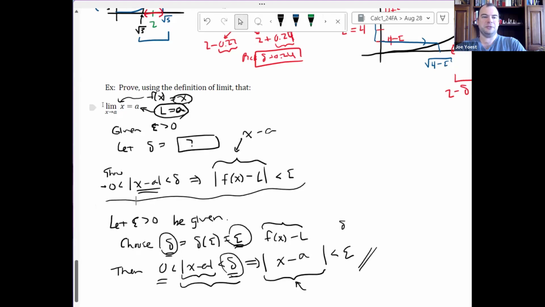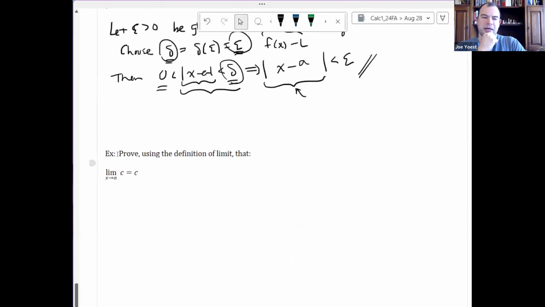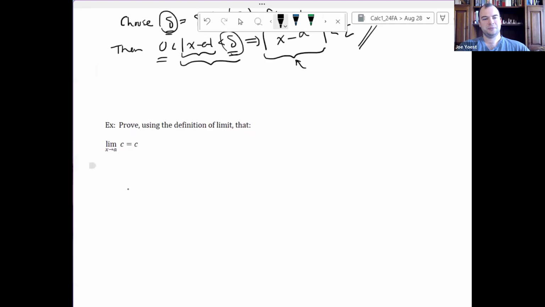This was one of our limit properties, right? The limit as x goes to a of x equals a. Okay, let's look at this example. Prove using the definition of the limit that the limit as x goes to a of c equals c. Again, let's think of the strategy here. What's my goal? I'm going to let epsilon bigger than 0 be given. So epsilon is some fixed positive number. It's an arbitrary positive number, but it's fixed now.